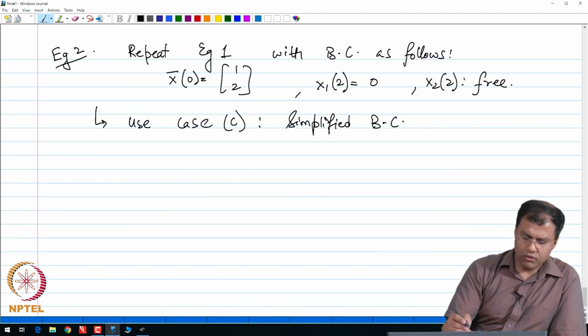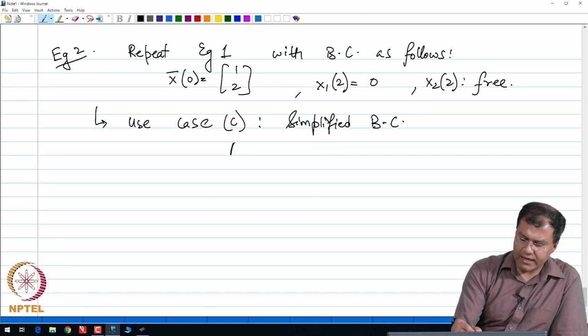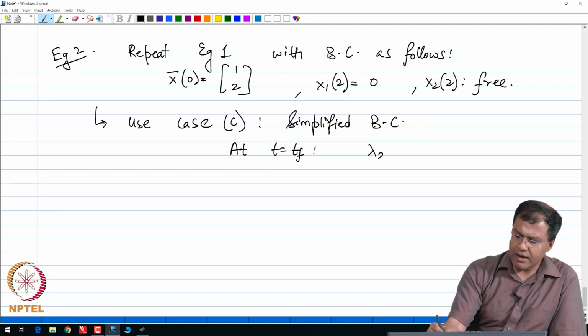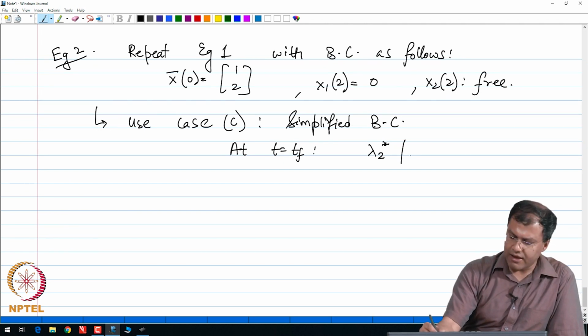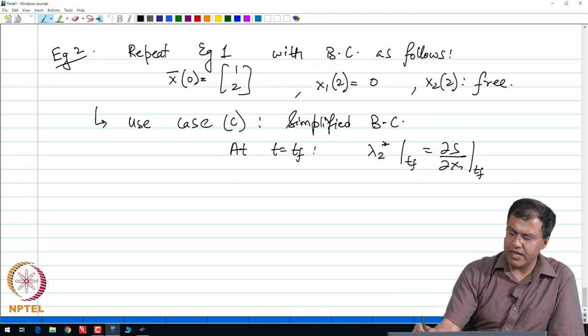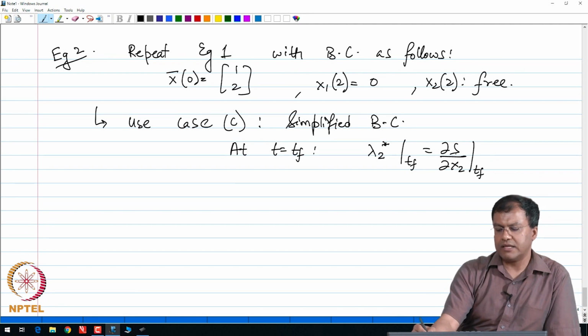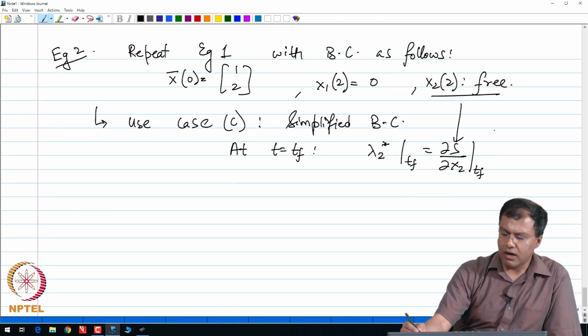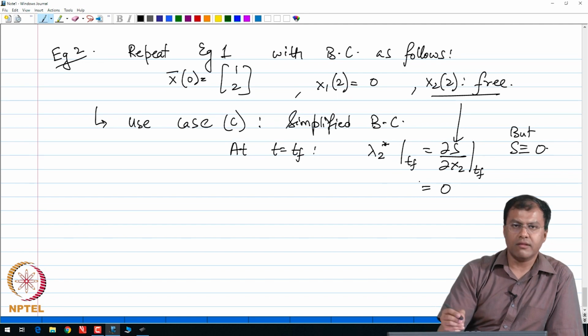Okay. So, at t equal to t f, I have a condition lambda 2 star at t f is equal to partial s partial x at t f, right. However, it is only the second state variable which is free, and hence this is partial s partial x 2, only the second variable is free, right. But also the fact is that s, our cost function, is identically 0, right. So, I get that this constraint is set equal to 0.